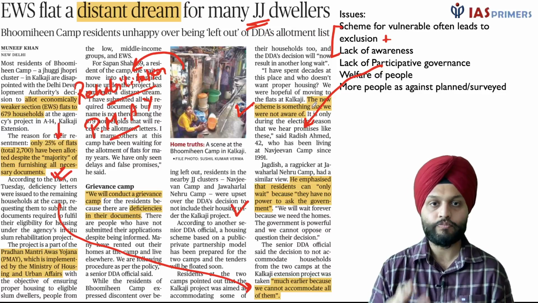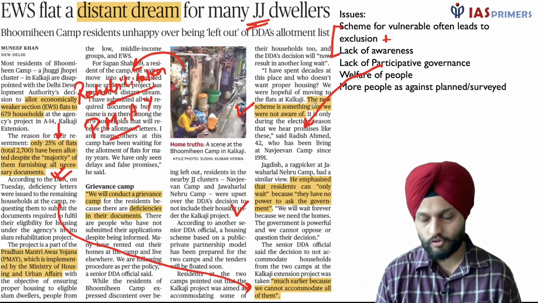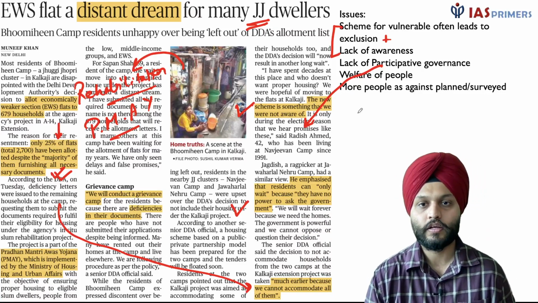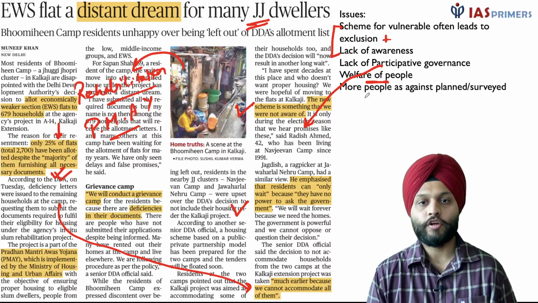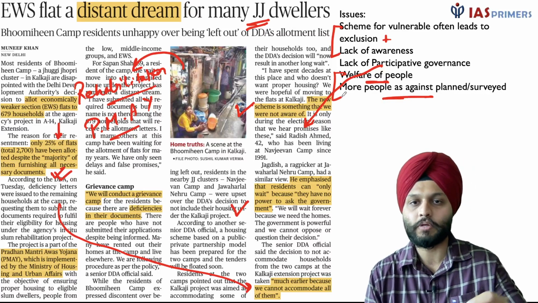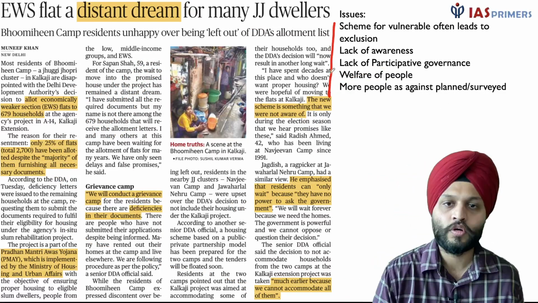So ultimately the government is accountable to the people. Participative governance undermines no one's welfare; rather it involves more people as against a planned survey, right? So these are the things that I wanted to share over here.